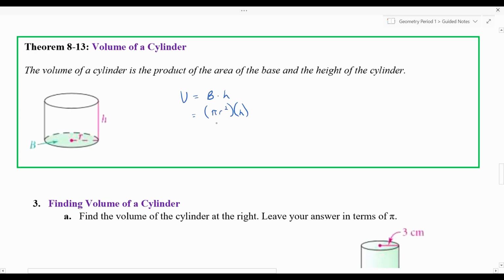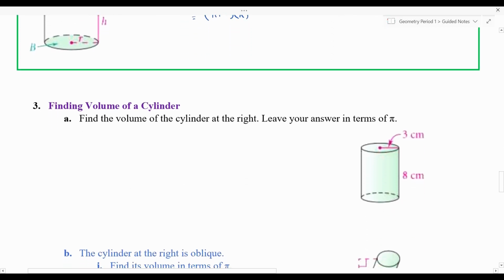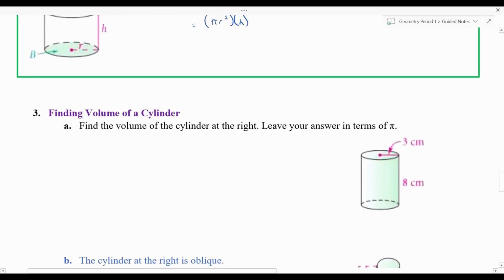And we're going to take a look at this in the first example here, in example 3. All right. So find the volume of the cylinder here on the lower right, if you will. Leave your answer in terms of pi. And keep in mind, it says leave your answer in terms of pi. So what does that mean? That I should see the pi symbol in your answer.